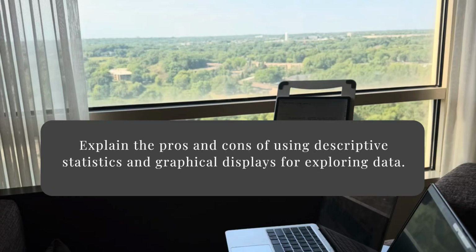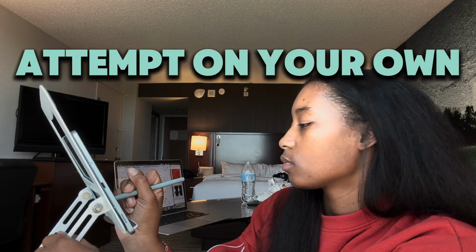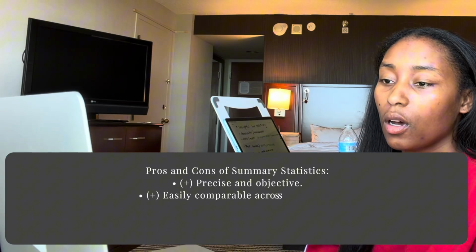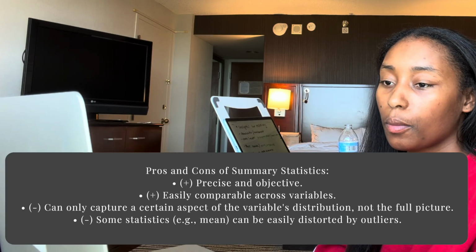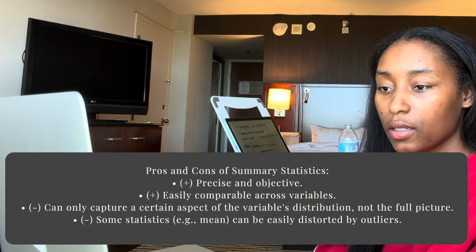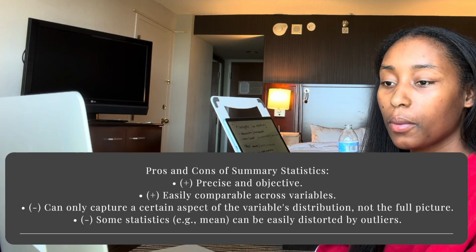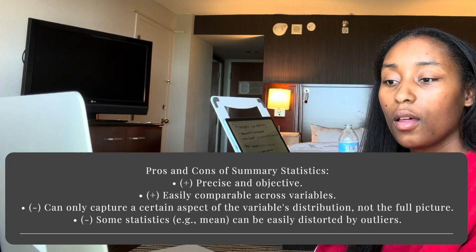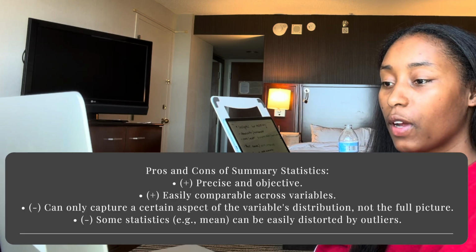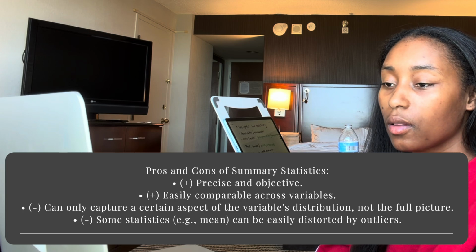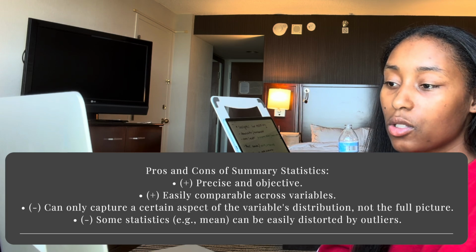Explain the pros and cons of using descriptive statistics and graphical displays in exploring data. Pros and cons of summary statistics. Pro, it's precise and objective. The second one is they're easily comparable across variables. The cons are they can only capture a certain aspect of the variable's distribution, not the full picture. And some statistics, such as your mean, can be easily distorted by outliers.